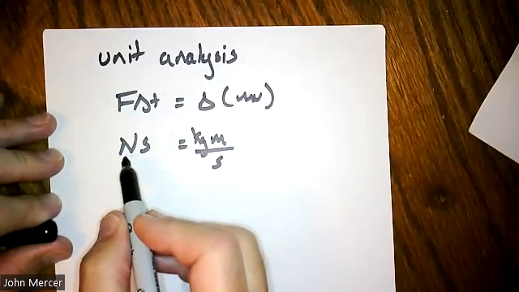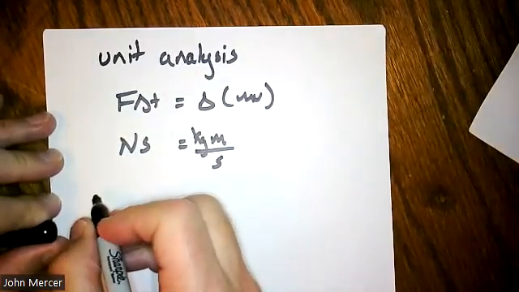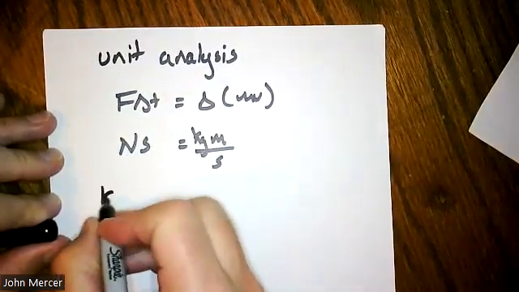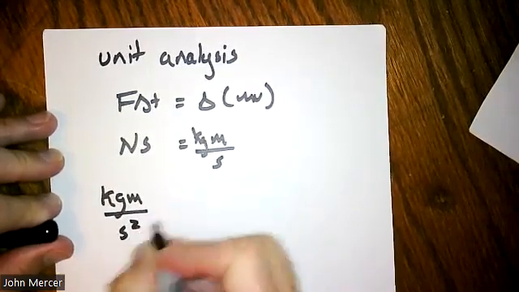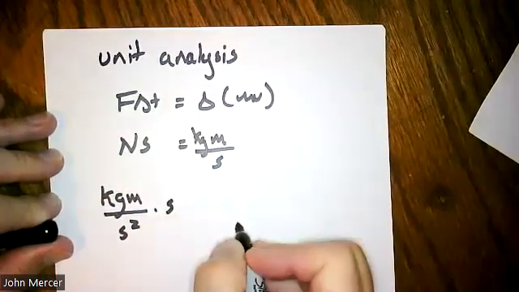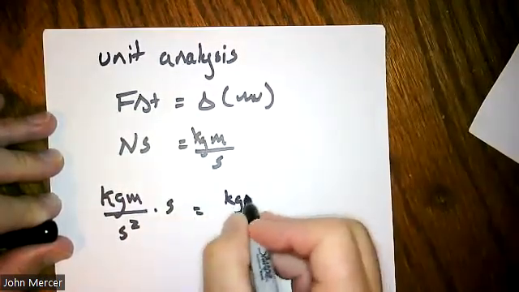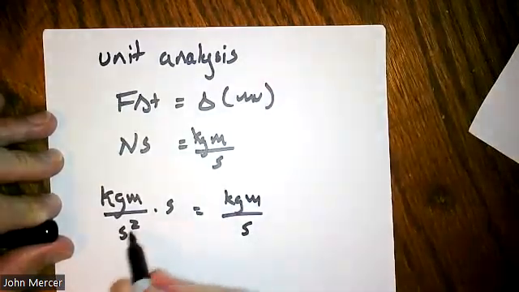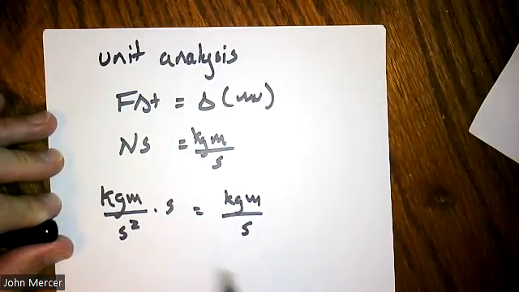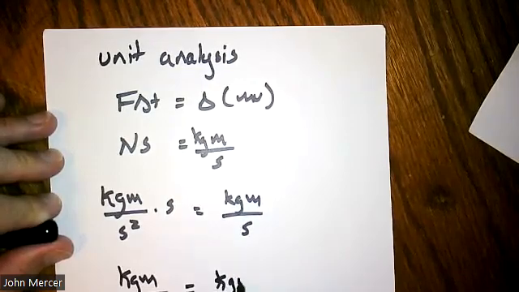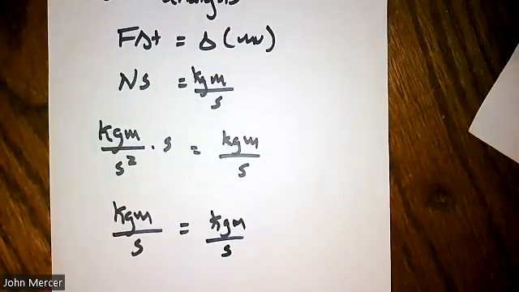Well, let's think back to what our base units of a Newton are. F equals ma. So a base unit of Newton is kilogram meters per second squared times that second there equals kilogram meters per second. And now hopefully you can see that this second in the numerator is going to cancel one of those seconds down here. And I'm left with kilogram meters per second equals kilogram meters per second. So everything agrees, which it should.